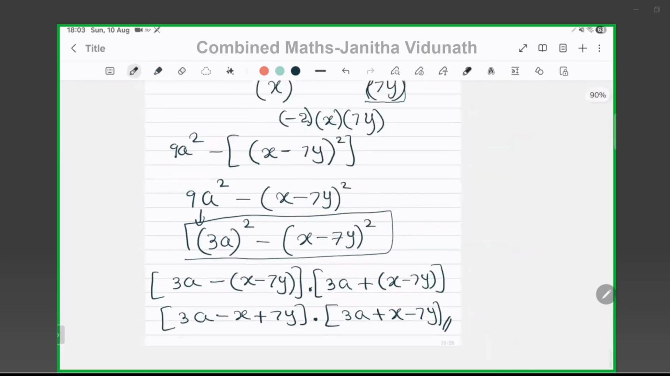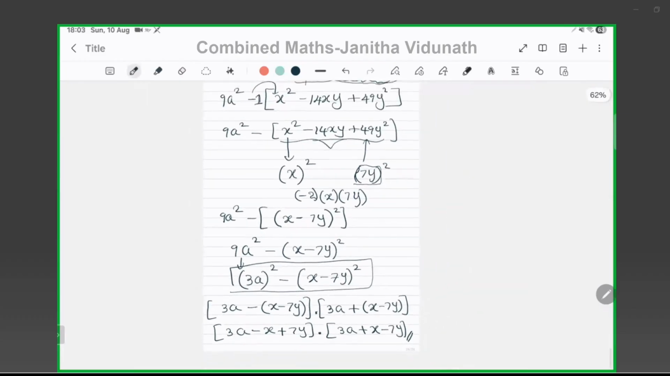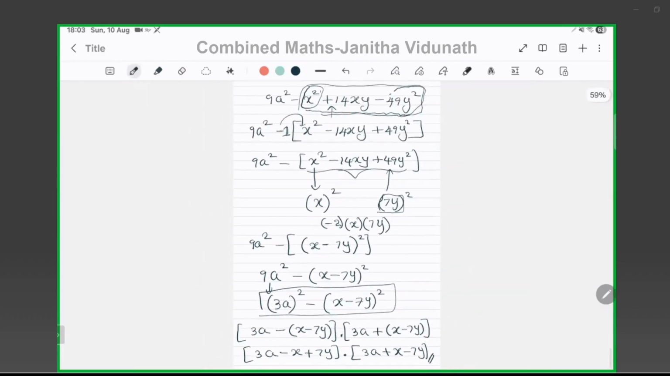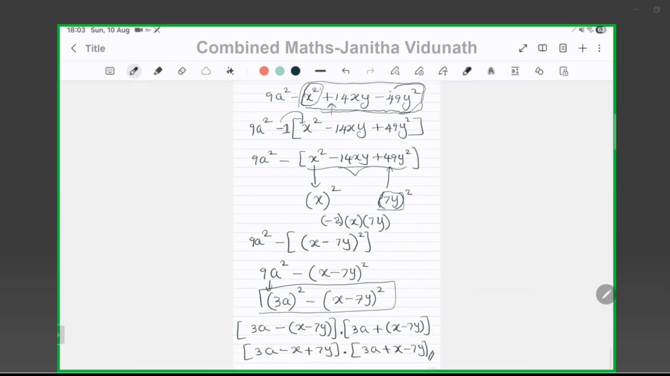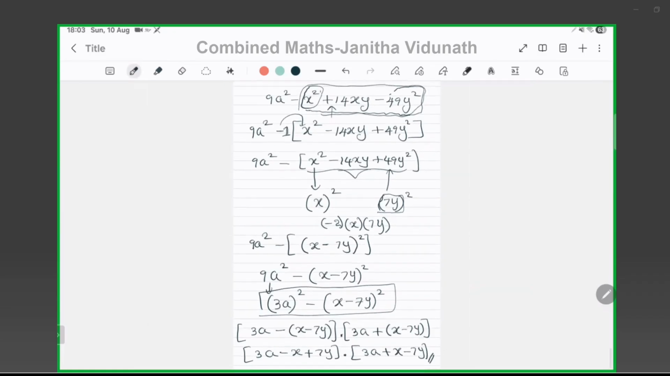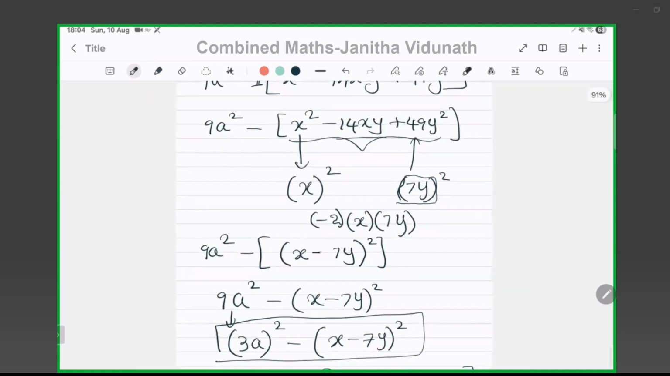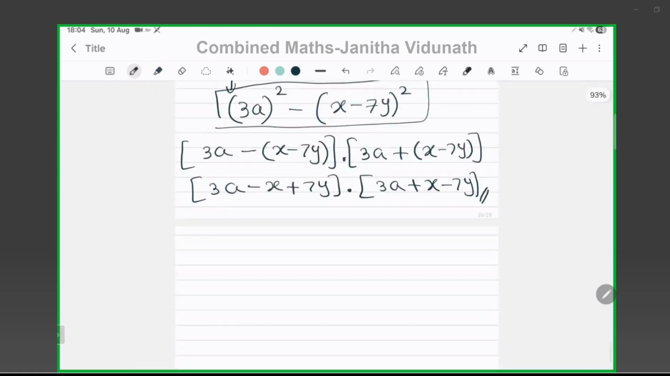Okay. I will give another 1 minute to write this down again. Okay. Please write with proper understanding. Don't just copy this from the board. Okay. Now write another example.